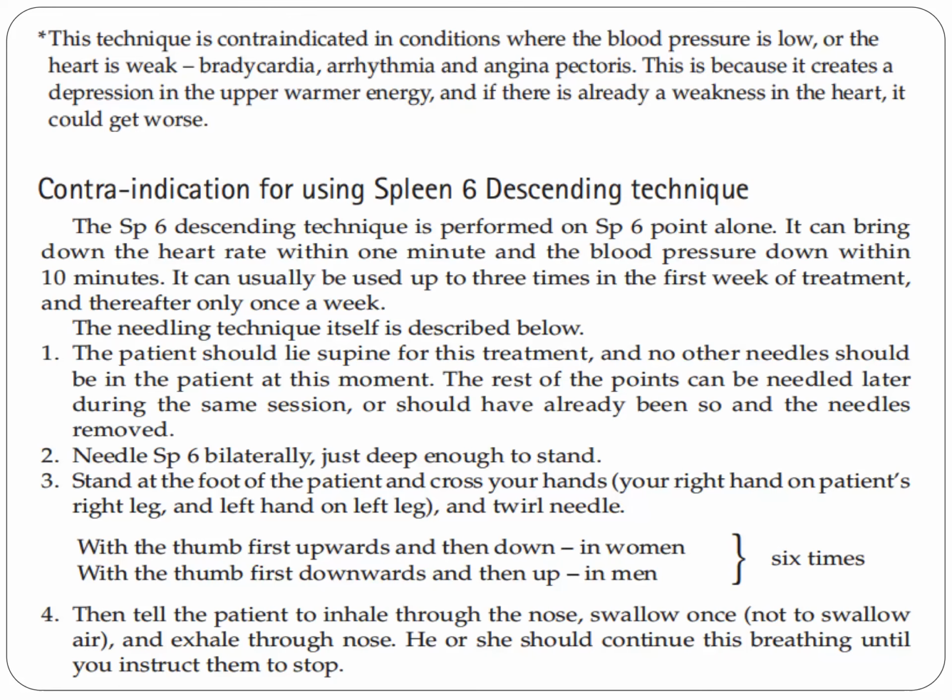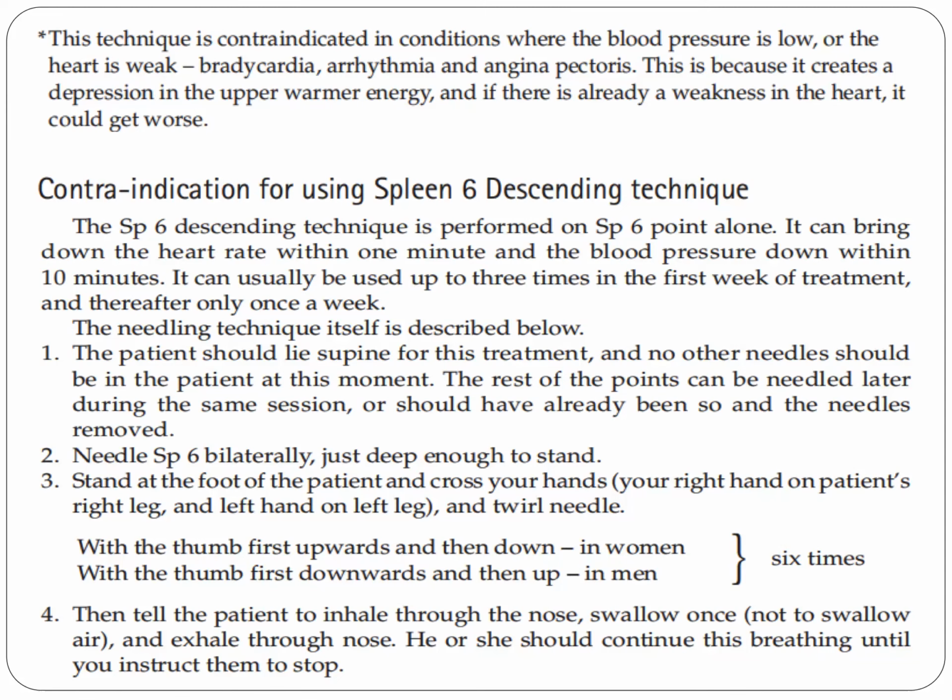So the spleen 6 descending technique is performed on spleen 6 point alone. It can bring down the heart rate within 1 minute and the blood pressure down within 10 minutes. So please take note. It can be usually used up to 3 times in the first week of treatment. So 3 times a week, no? And thereafter only once a week.